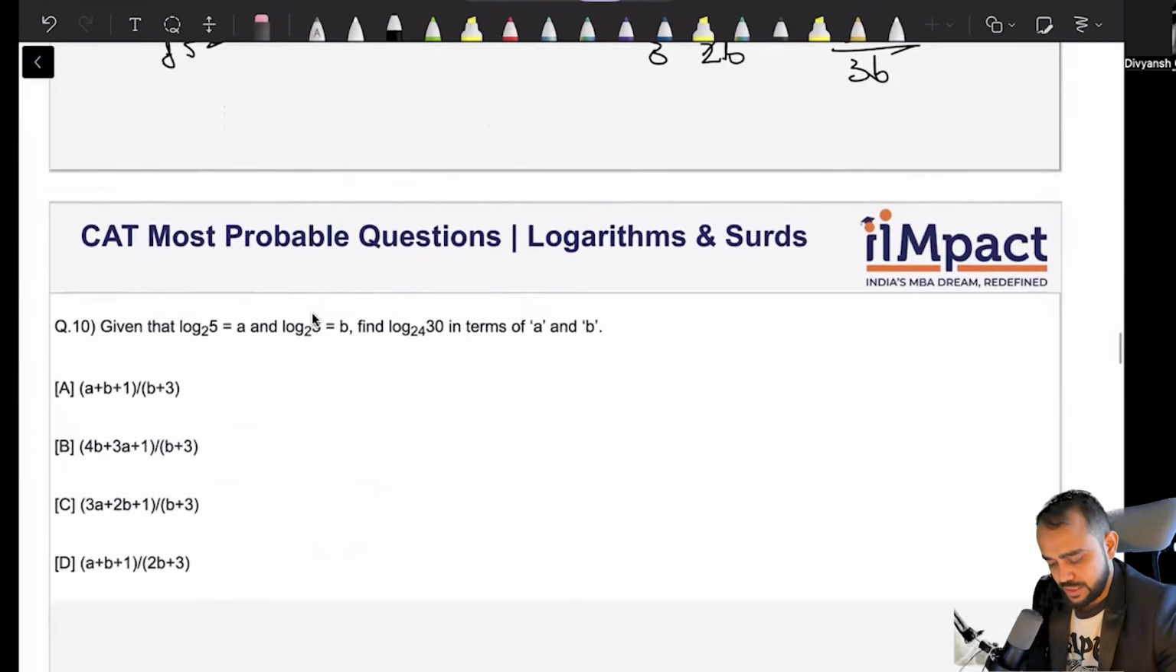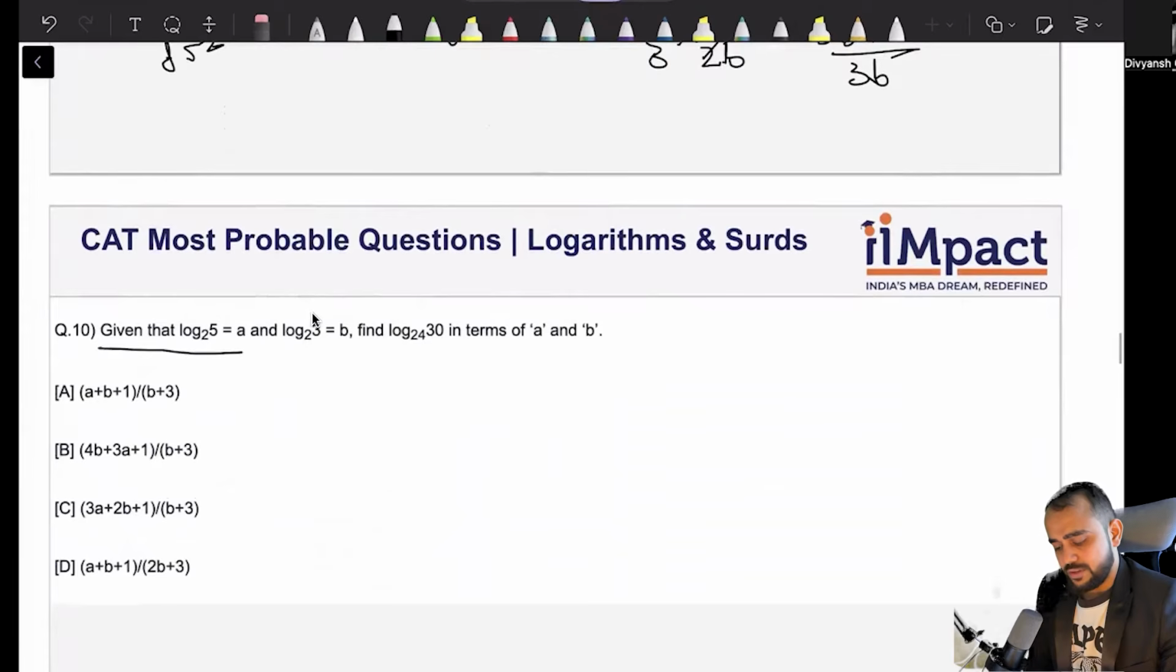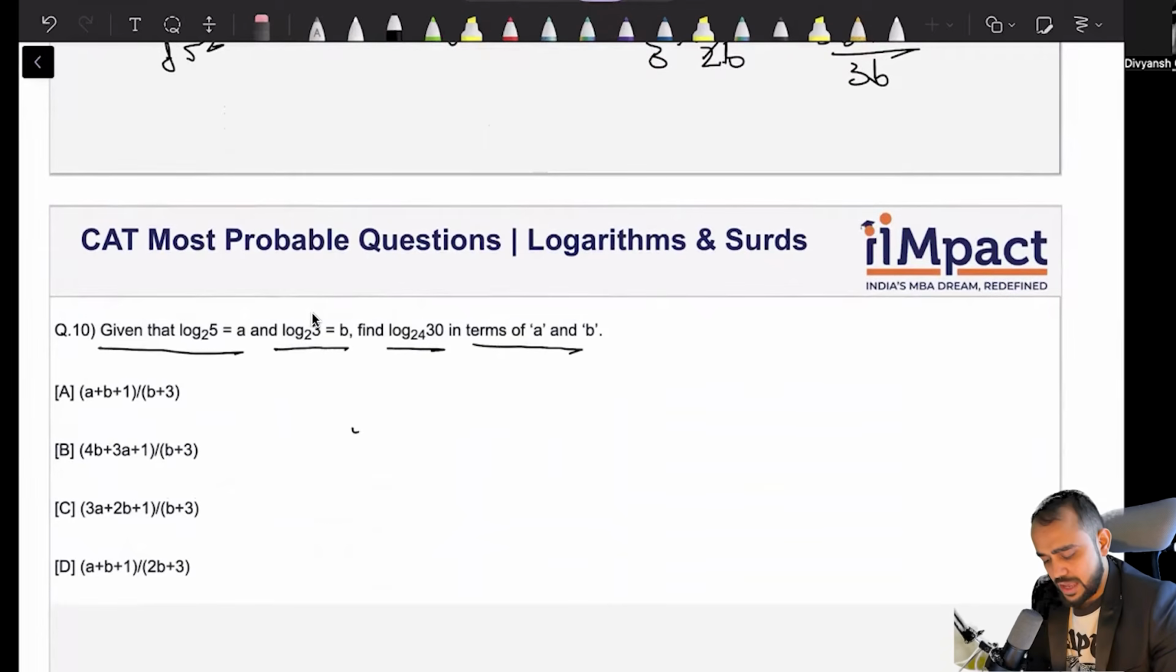All right, let's proceed. Log 5 base 2 is equal to A and log 3 base 2 is equal to B. We have to find log 30 base 24 in terms of A and B. So I have log of 30 by log of 24.